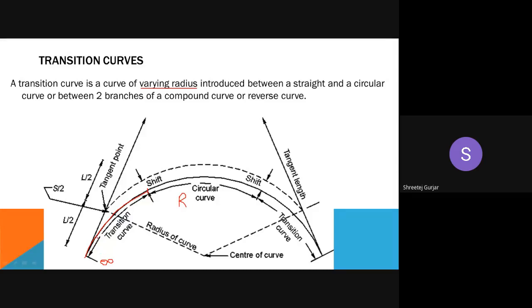Then the radius goes on reducing, up to what? Up to the circular curve radius, so that it meets the radius of the circular curve, so that you have a smooth transition from the straight line to this circular curve. This is why this transition curve is provided. It has a varying radius introduced between a straight and a circular curve, or between two branches of a compound curve or reverse curve. Between two curves we can provide, or at the starting and at the end we can provide, depending upon where you need.